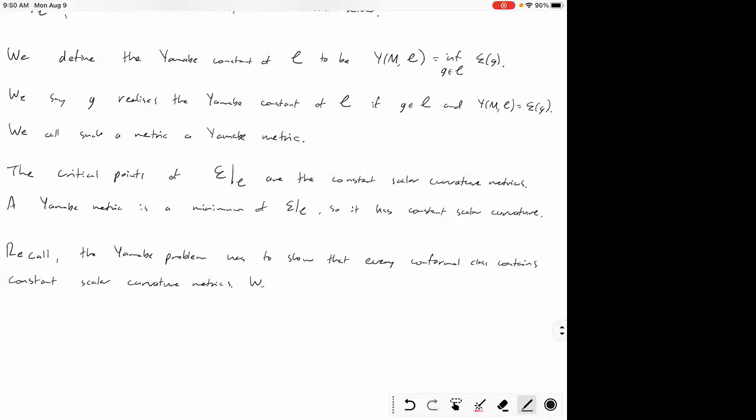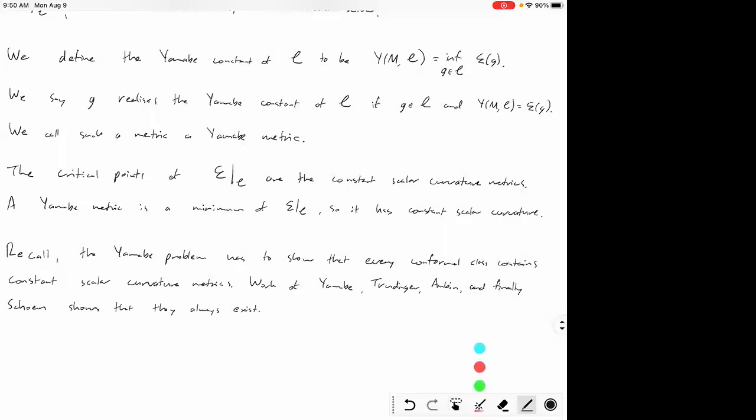So work of, let's see, what's the order? Yamabe, then Trudinger, Aubin, and finally Schoen. Shows that they always exist. Okay, so given any conformal class, you can find a constant scalar curvature metric.